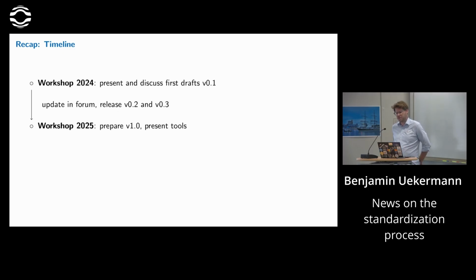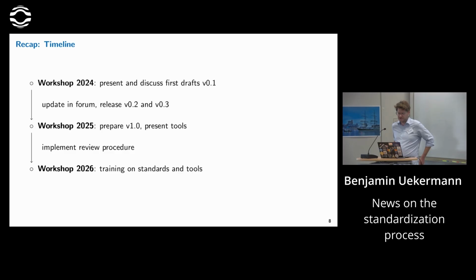And now at this year's workshop, the idea is to prepare the first major release. The major release is meant to be more or less a frozen state that we all agree on and that we now want to start working with. And we're also going to present the tools that we're going to develop. Then the further idea is to implement a review procedure in the next year, and eventually in 26 do training on standards and tools.